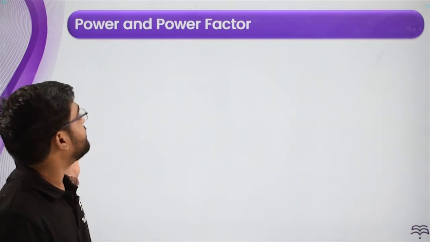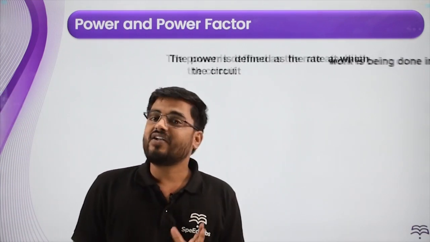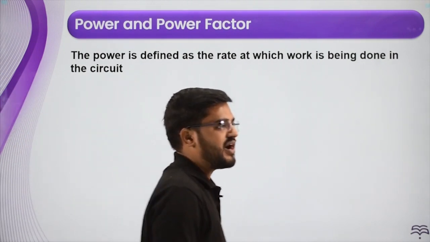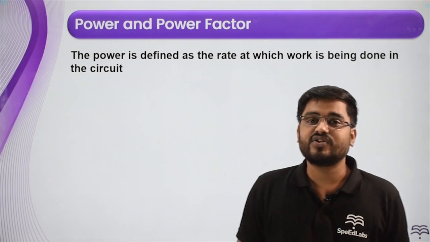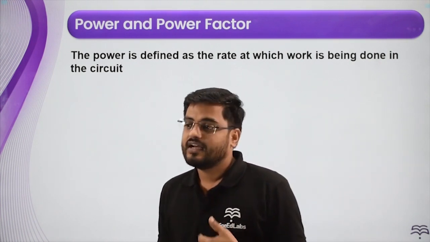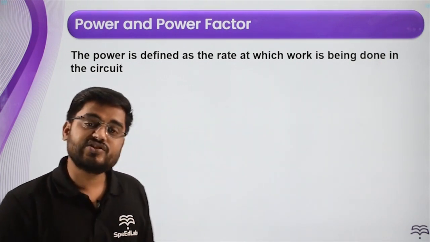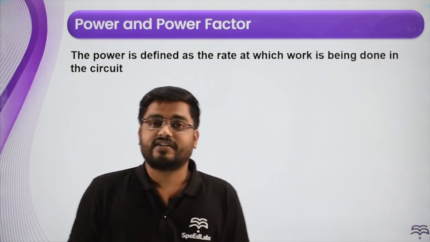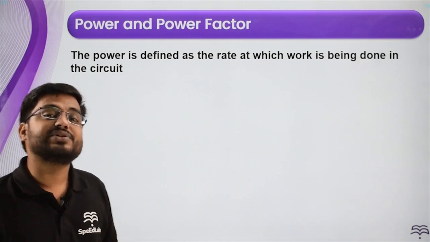So next is power and power factor. Now let us discuss some things about power. What is the basic definition of power? The rate at which work is done. For electricity, in that branch of physics, we say power is voltage into current. So that's the formula for power: P is equal to V into I.